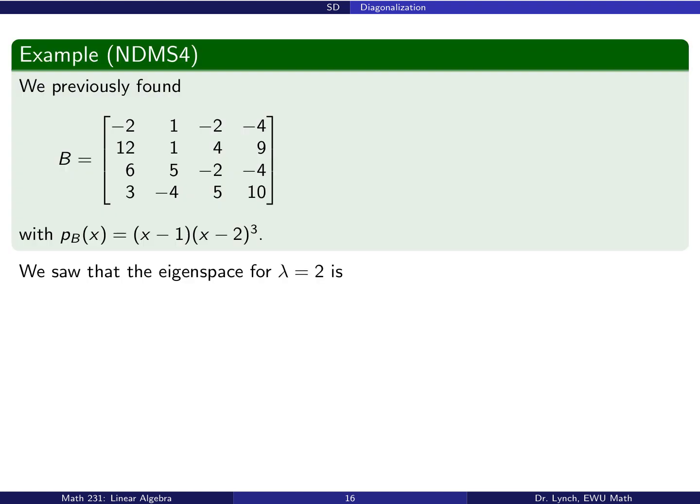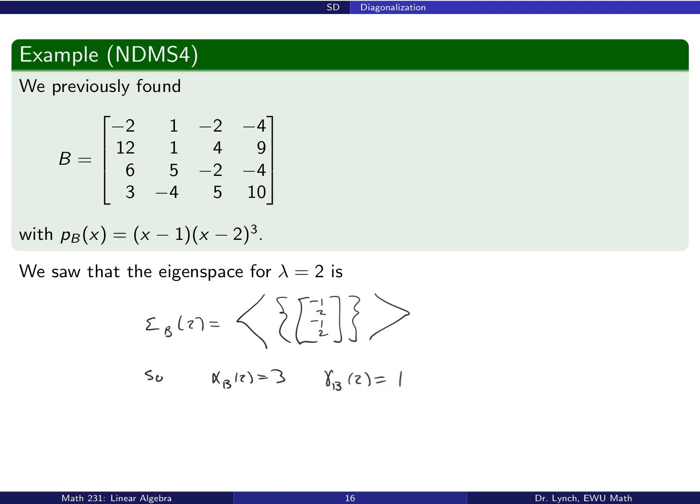So here's an example, this matrix B. We found that the eigenspace of the matrix B associated with eigenvalue 2 is the following. That eigenspace is the span of the set containing only one vector, and that one vector is (-1, 2, -1, 2). So we see that this matrix B has eigenvalue 2 with algebraic multiplicity 3 and geometric multiplicity 1. So certainly this matrix B is not diagonalizable.